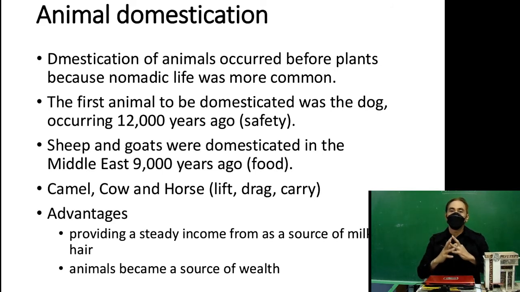Animal domestication. Domestication of animals occurred before plants because nomadic life was more common. The first animal to be domesticated was the dog, 12,000 years ago. Sheep and goats were domesticated in the Middle East 9,000 years ago. Camels, cows, and horses lift, drag, and carry. The advantages: providing a steady income from a source of milk or hair. Animals became a source of wealth.